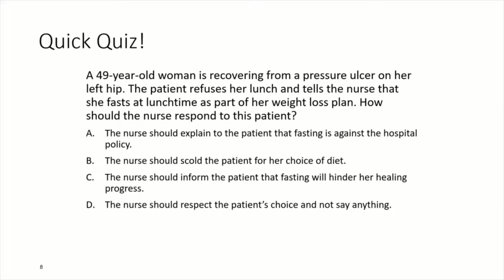So the correct answer is C, and the rationale is adequate nutrition helps to prevent and treat pressure ulcers. A diet high in protein with enough calories, vitamins, and minerals maintains normal healthy tissue status and promotes healing. With tissue injury, the body needs more calories for healing. Nutrient deficiencies may impair or delay healing.